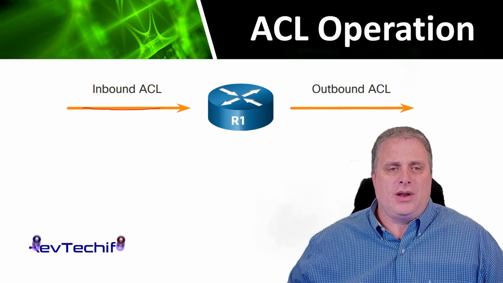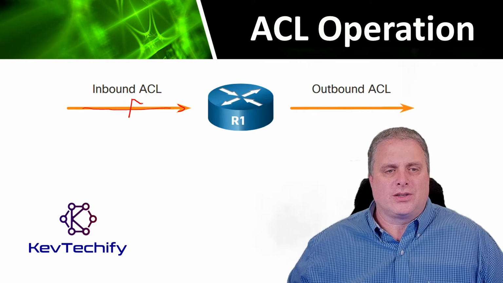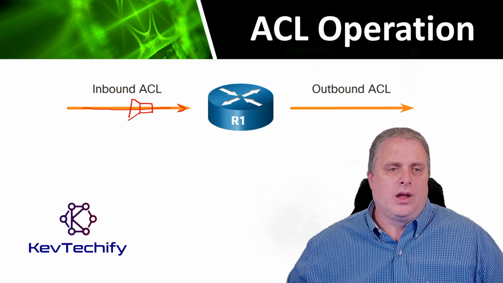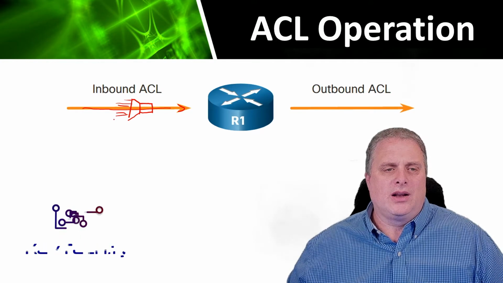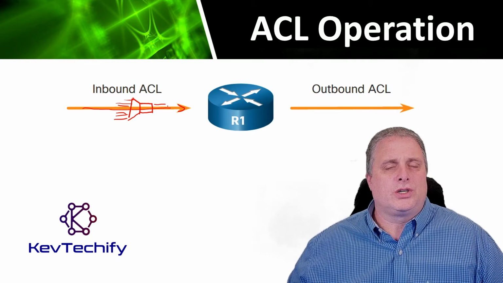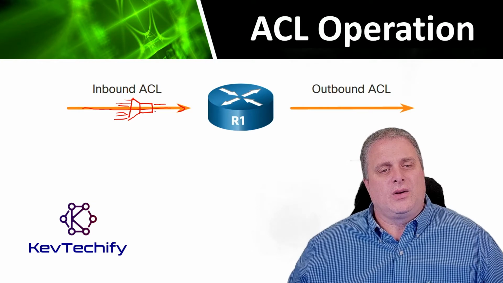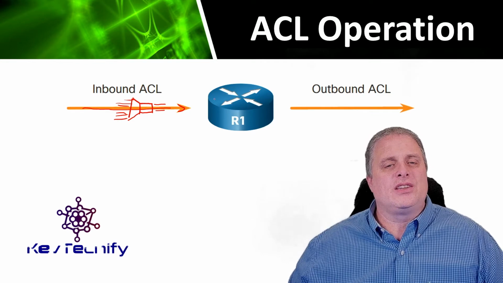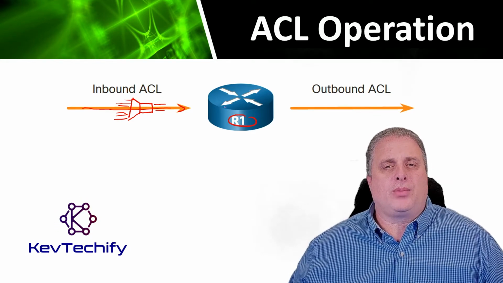On an inbound ACL, a lot of times ACLs are drawn sort of as funnels. Now, I'm not the best drawer in the world, but the big side here represents a whole lot of traffic coming in, and then that access control list only allows certain traffic out. Because it's filtered before it gets to R1 here, it doesn't have to go through all that processing.